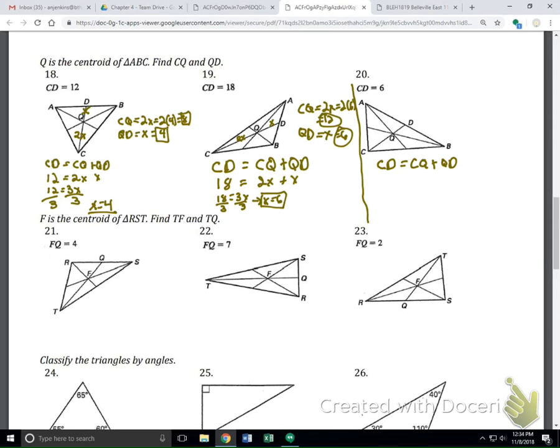The segment that is from the vertex to the centroid is 2x. The part from the centroid to the part that's bisecting the opposite side is going to be x. So then I have 6 equals 2x plus x. 6 equals 3x. Divide by 3. X equals 2. Now that we have this, we're going to use that information to solve for CQ, which is 2x, which is going to be 2 times 2, which is 4. And then we have QD, which is x, which is just going to be 2. So we have our 2 values there.